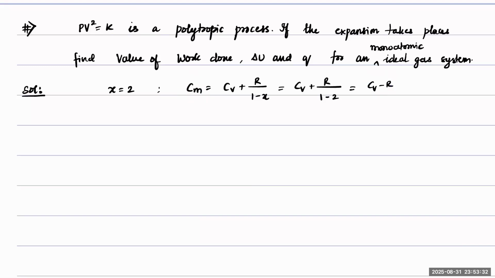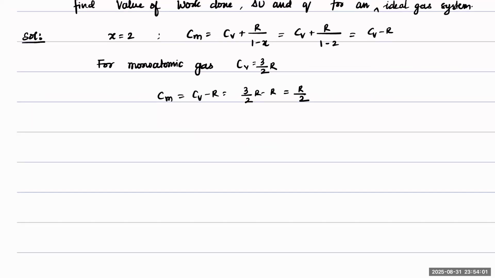And you know that for monoatomic gas, Cv will be equal to 3 by 2 R. So in that case, Cm will be equal to Cv minus R, or this is 3 by 2 R minus R. Got it? So that makes it R by 2. So the heat capacity value in this case is R by 2.